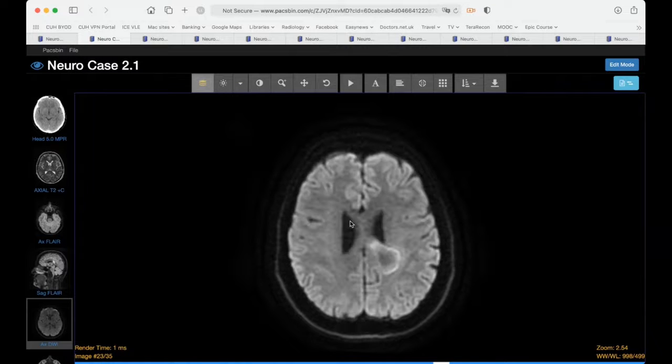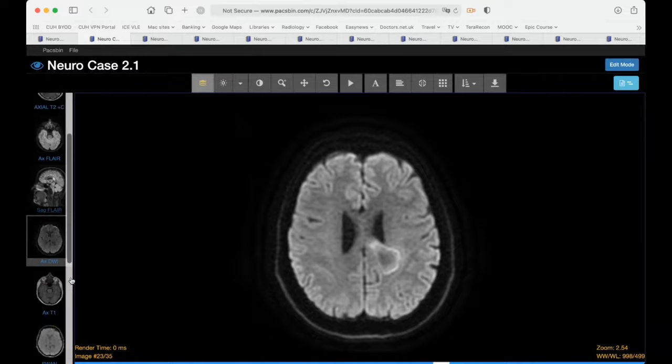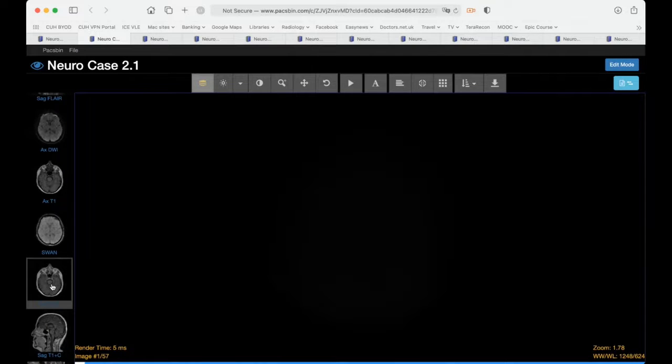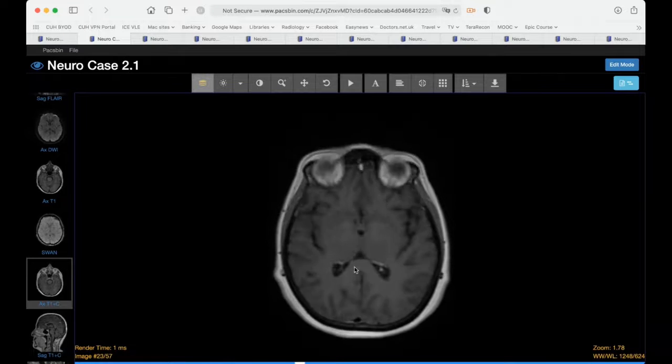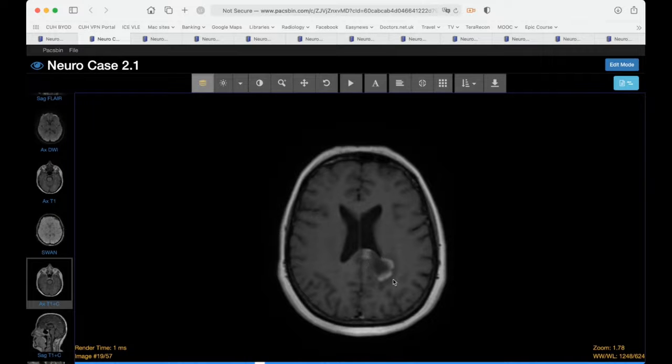you can see this thin line of restricted diffusion around the periphery of the lesion, also extending into the corpus callosum. But the important bit here is the post-contrast. And you can see this ring-like enhancement pattern. So the question is, what is the diagnosis here? So I'll let you look for another minute or so, and then we'll head over back to the presentation.